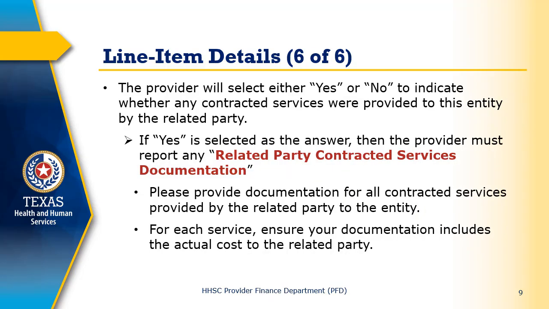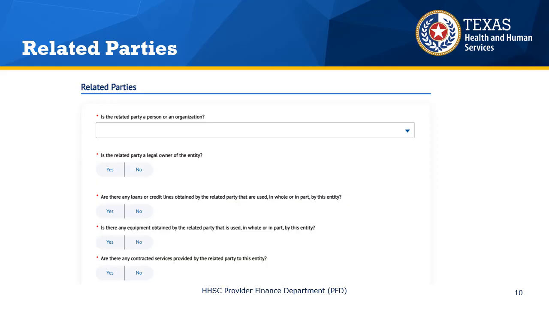Finally, the provider will select either yes or no to indicate whether any contracted services are provided to this entity by the related party. If yes is selected as the answer, then the provider must report any, quote, related party contracted services documentation. Please provide documentation for all contracted services provided by the related party to the entity. For each service, ensure your documentation includes the actual cost to the related party. This slide demonstrates the screen view for Section 5 of the cost report.